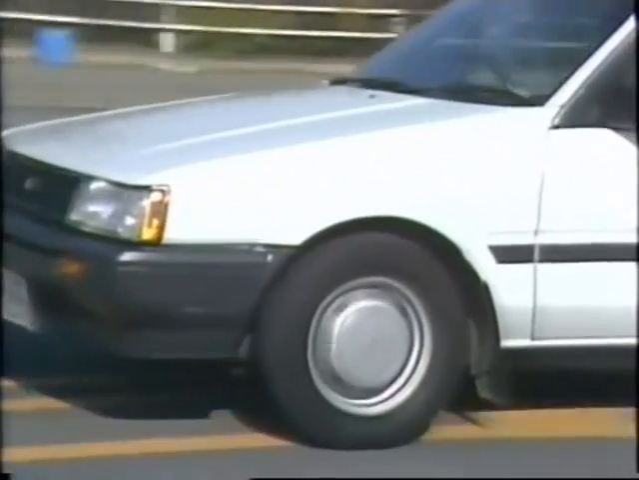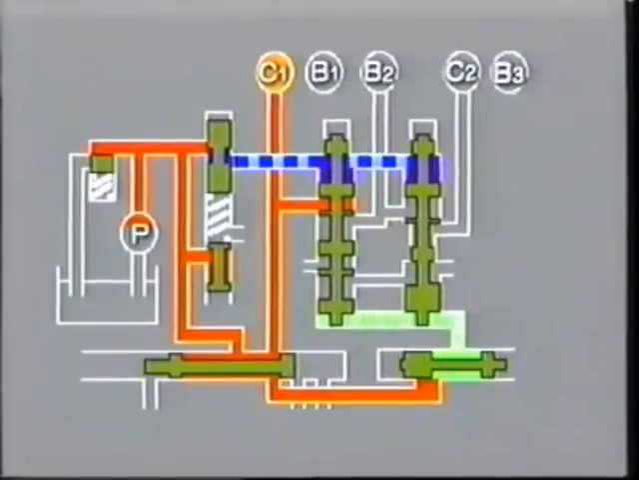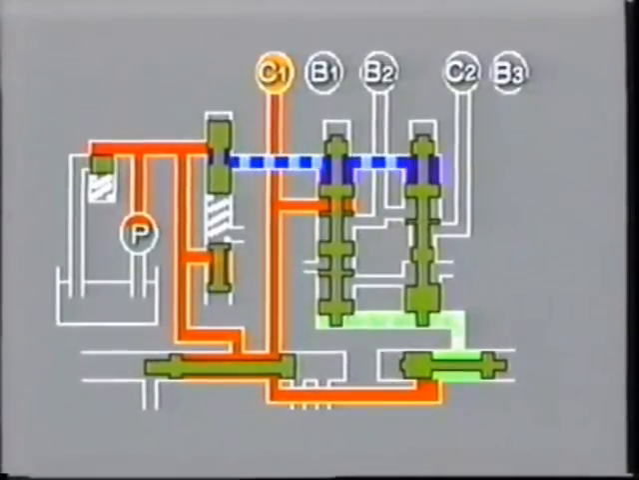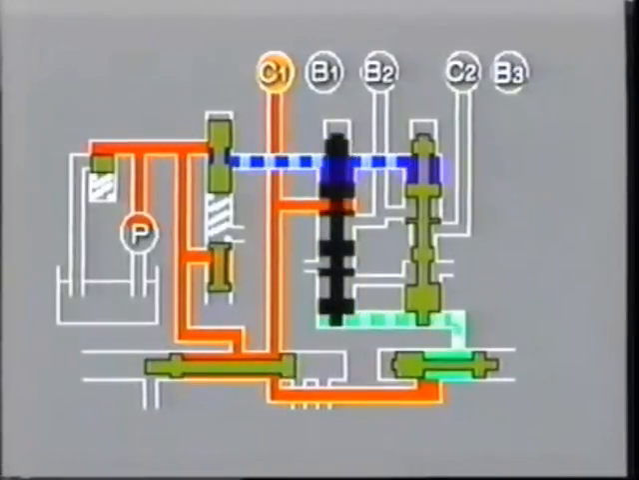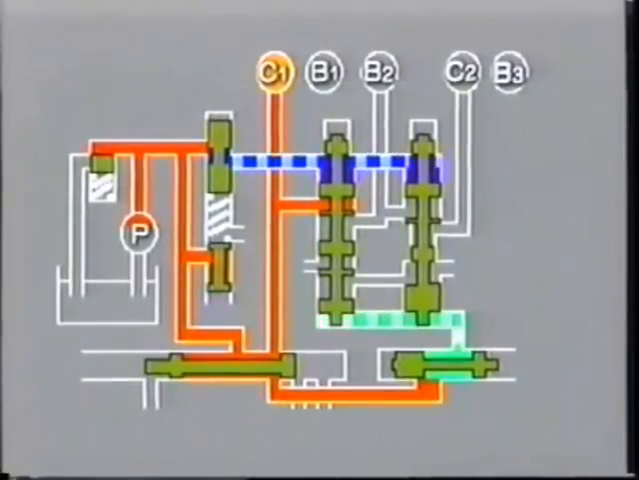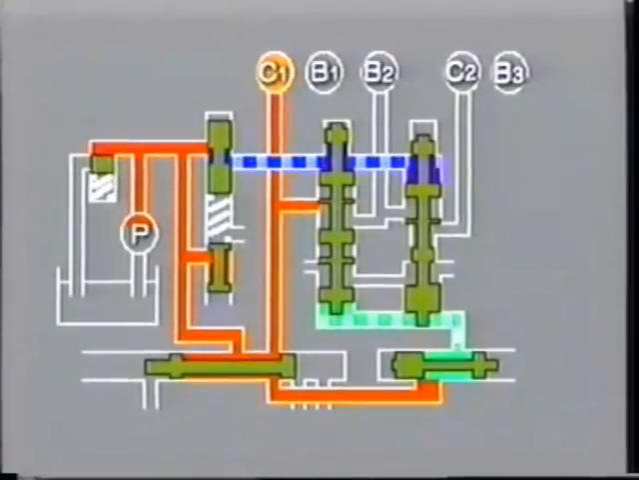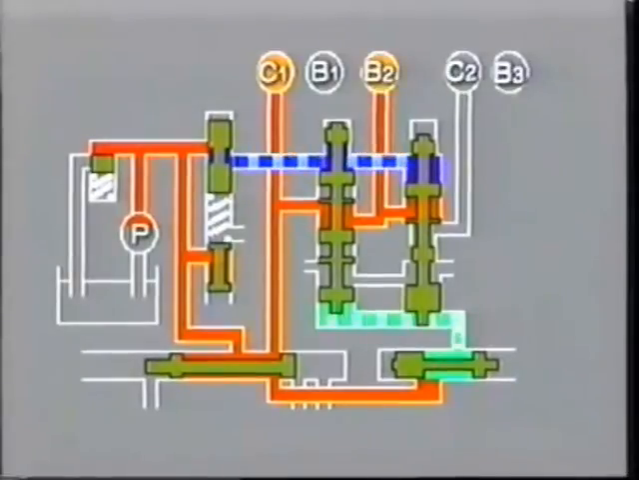As the vehicle's speed increases, the governor pressure, acting on the lower end of the shift valves, gradually increases. When the governor pressure becomes larger than the throttle pressure acting on the upper end of the 1-2 shift valve, the 1-2 shift valve is pushed upward by governor pressure. Also, in addition to the fluid passage to clutch C1, a fluid passage to brake B2 is opened, causing brake B2 to be actuated.